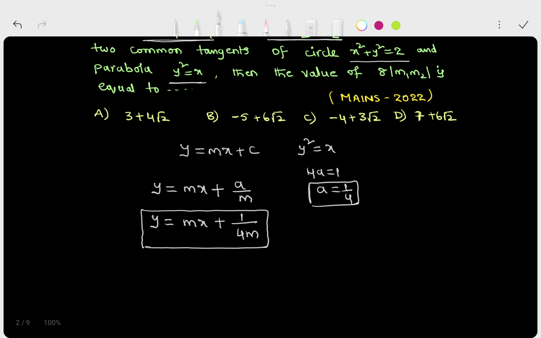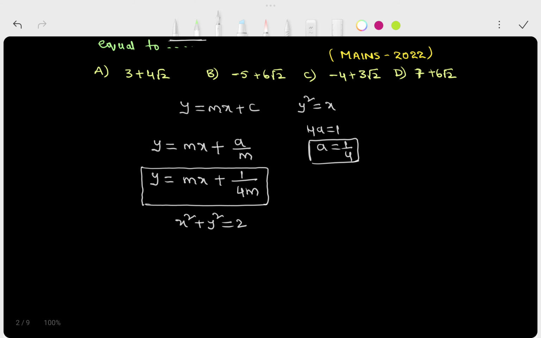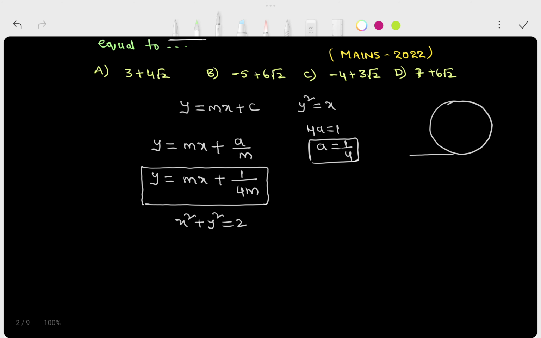So what is the circle equation? X square plus y square is equal to 2. This is the circle equation. You know in the circles topic, if any line is the tangent to the circle, then r is equal to d. Here r is the radius, and it is r is equal to d. According to this, r is the radius of the circle, d is the perpendicular distance from the center to the line. According to that, r is equal to d.